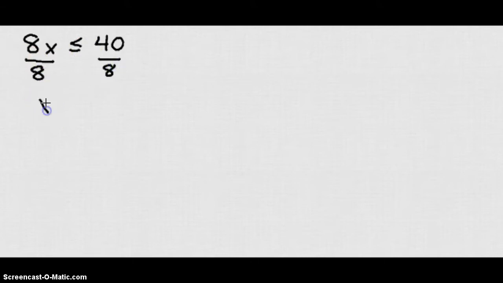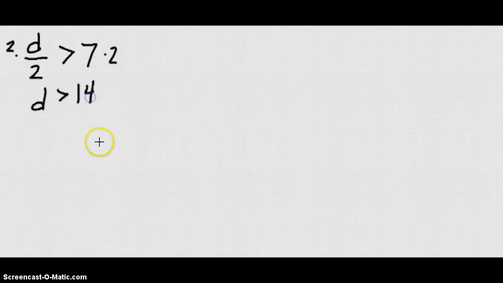Alright, so let's jump right on into solving inequalities by multiplying or dividing. Let's say we have 8x is less than or equal to 40. What we can do is divide both sides by 8. We're going to get x is less than or equal to 5. And that's my final answer.